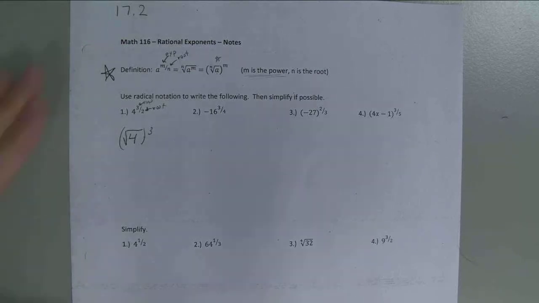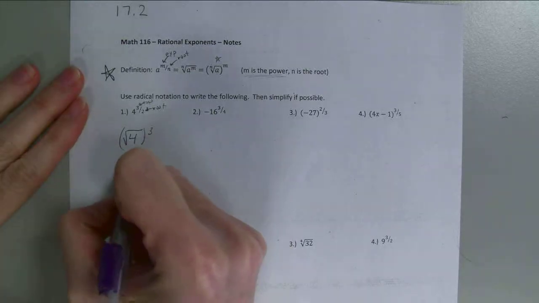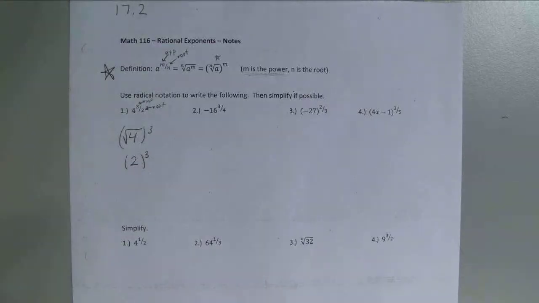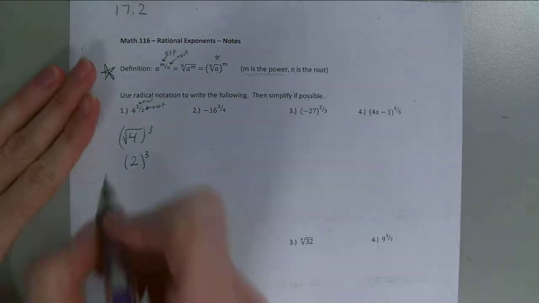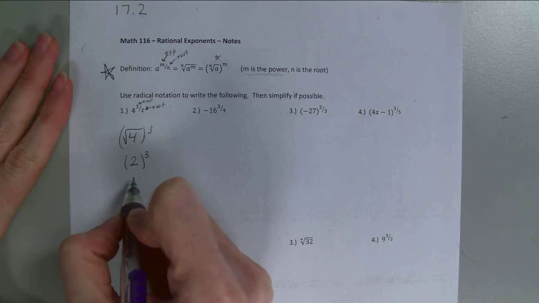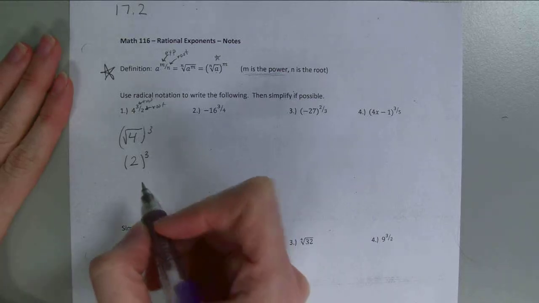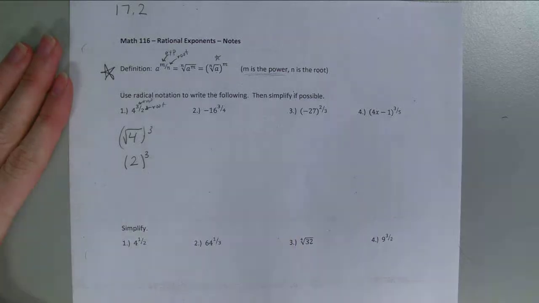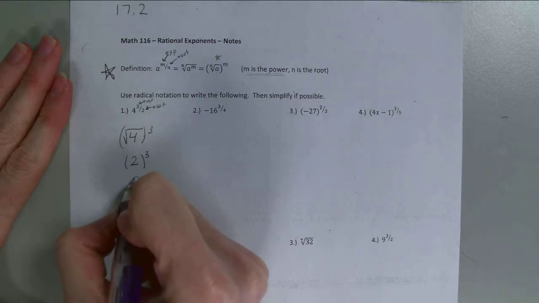So what's the square root of 4? 2. So I just do the inside first. The square root of 4 is 2, but what do I still need to do? I still need to cube it. And so what is 2 cubed? Anybody know offhand? It is 8. It's 2 times 2 times 2. Throw it in your calculator, 2 to the third power, you get 8.